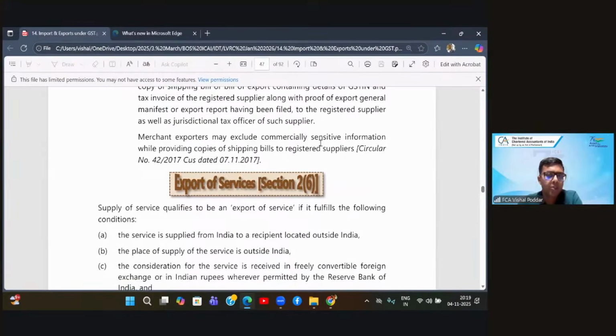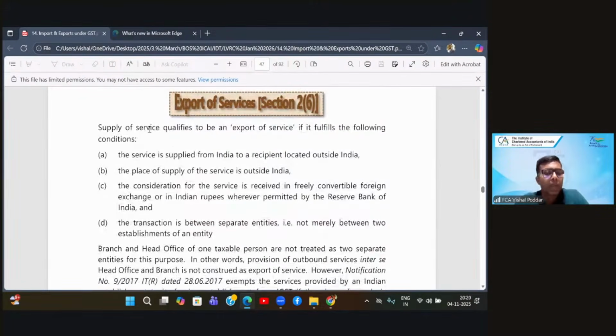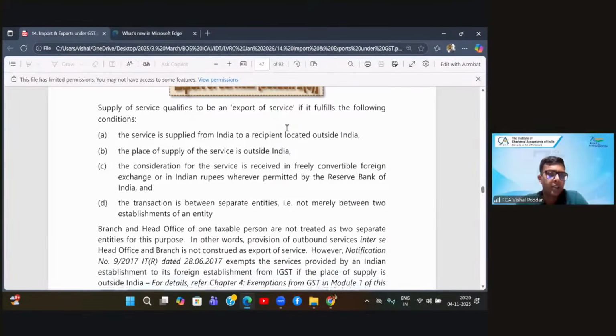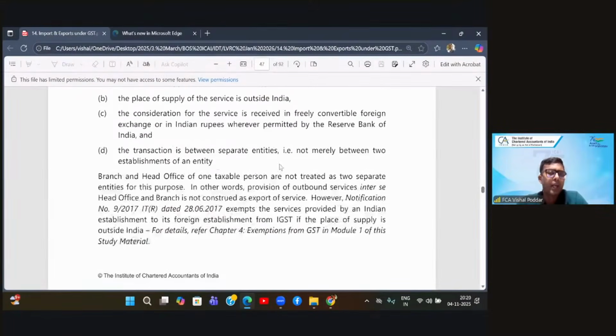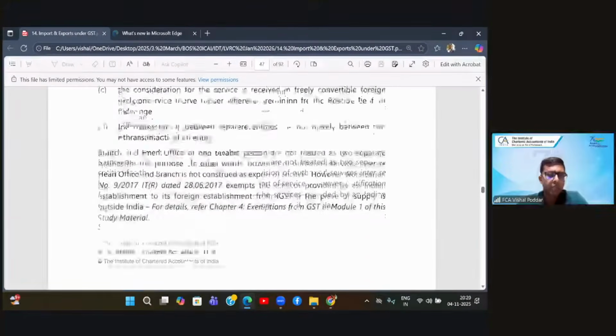Merchant exporters may exclude commercially sensitive information while providing copies of shipping bills to registered suppliers. So sensitive information could be my further export price, which can be erased so that you do not come to know my profit margin. Now, service exports will be treated as exports if the following conditions are satisfied: the supplier is inside India, the recipient is outside, consideration is in foreign currency, place of supply is outside, and the transaction should not be between two branches of the same person.